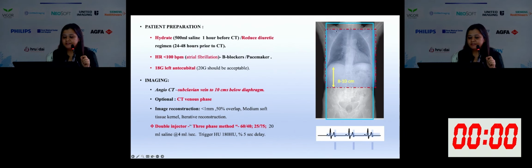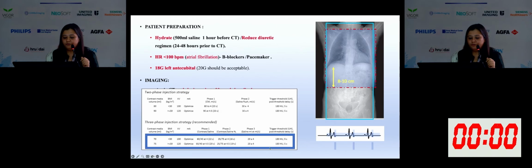Second important point is the coverage. The gated study that we take is covered from the subclavian to about 8 to 10 centimeters below the diaphragm. We also take an additional venous phase non-gated study for access pathways. Reconstruction is the same as that of any other valve reconstructions. We use a double injector triphasic method, with a tighter dose of 60-40 and 25-75 in 2 phases at a 4 ml flow rate.